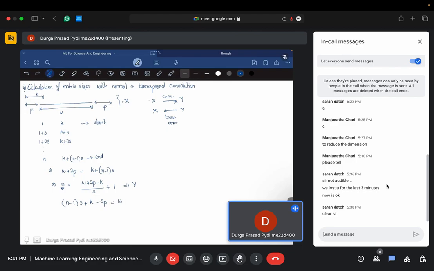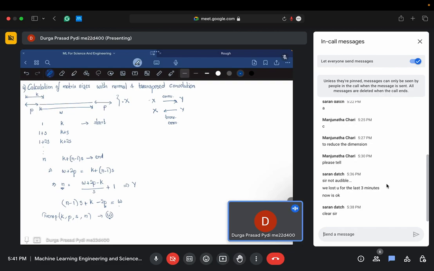So if p is my padding, k is my kernel size, s is my stride, and I want to do a transpose convolution, n is my input size. After doing the transpose convolution, your output is going to be of size W. W will be equal to this particular equation. So this should be straightforward.